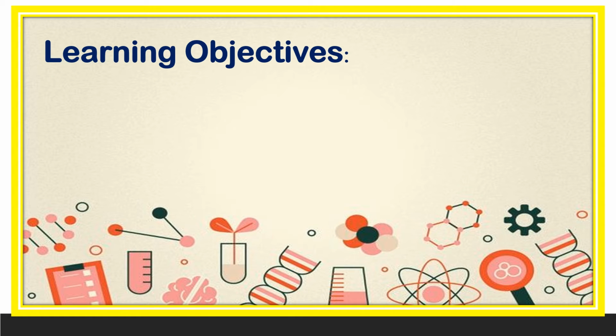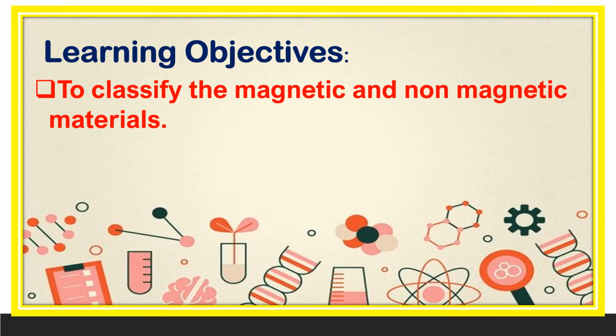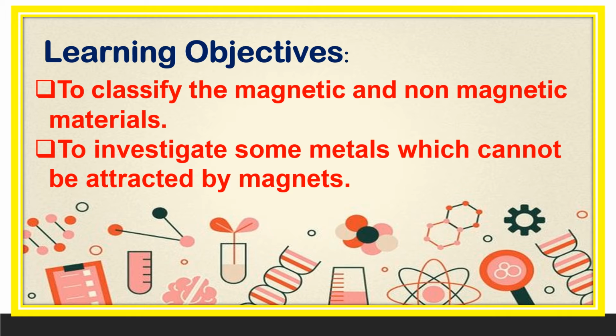The learning objectives of this lesson: first, to classify the magnetic and non-magnetic materials. Second, to investigate some metals which cannot be attracted by magnets. So at the end of this lesson, you will be able to classify the magnetic and non-magnetic materials, and you will investigate some metals which cannot be attracted by magnets.